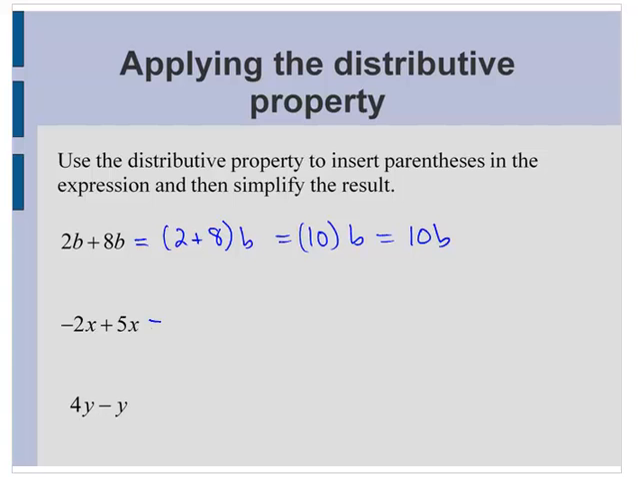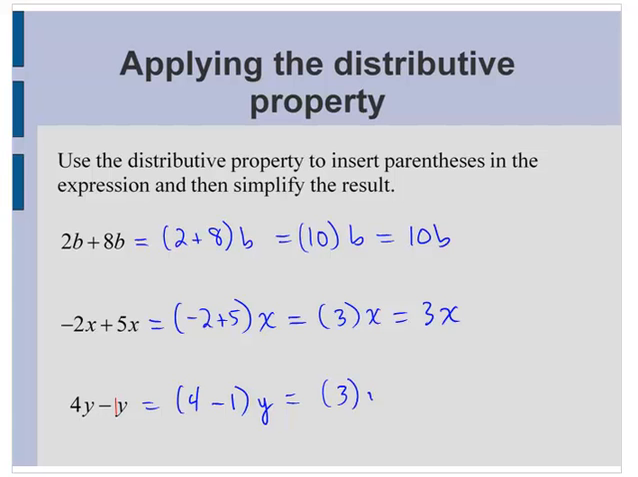Negative 2x plus 5x would be the same as the quantity negative 2 plus 5, close the quantity, times x. Negative 2 plus 5 is 3, and so we'd have 3 times x, or more simply, 3x. 4y minus y, now here we have to be careful. There's an understood 1 here. So this would give us quantity 4 minus 1 times y, or 3 times y, or more simply, 3y.